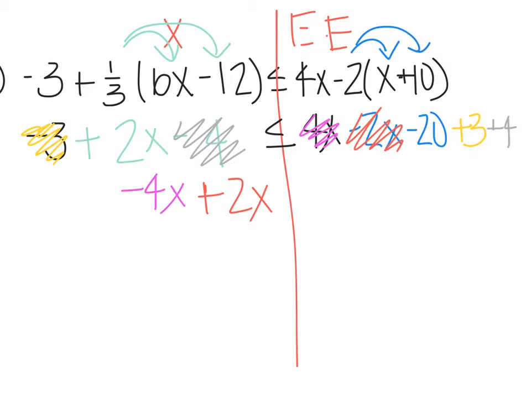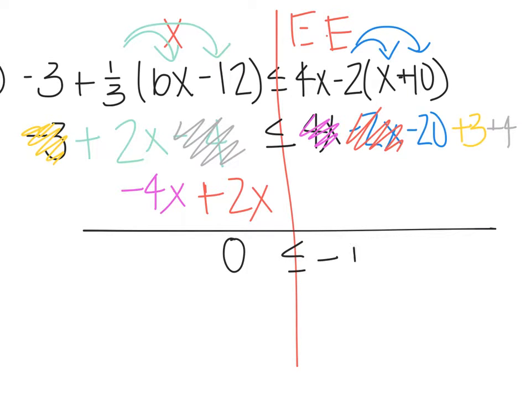So now I'm going to do the math. Well, I have 2x minus 4x plus 2x. That is going to give me 0 is less than or equal to -20 plus 3 plus 4 is going to give me -13. So again, this is just like that last problem where all of my x's disappeared.